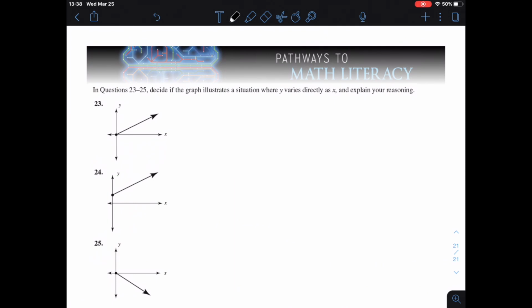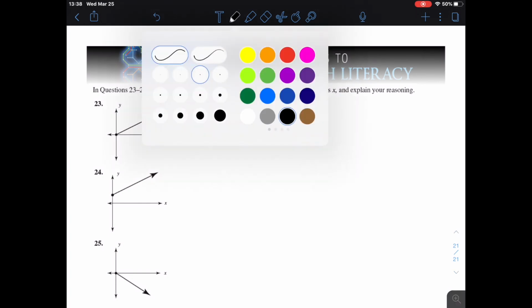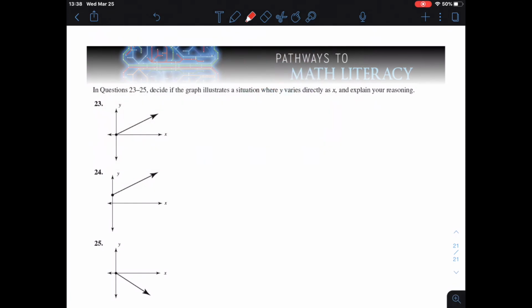So we're going to look at some different graphs and then we'll end it here. We want to see if this illustrates a situation where y varies directly as x. And we want to explain our reasoning behind it. So if you look at these three, we've got some key things. This 23 and 25 both go through the origin. So when you have no x's, you have no y's. But in this case, we don't go through the origin. So when I have no x's, I'm still starting at something. So this isn't a case that we have direct variation.